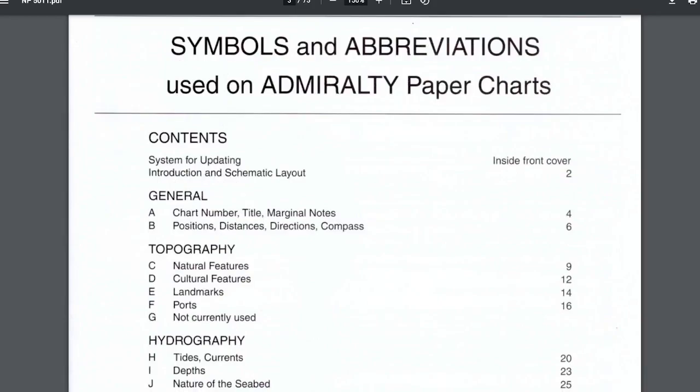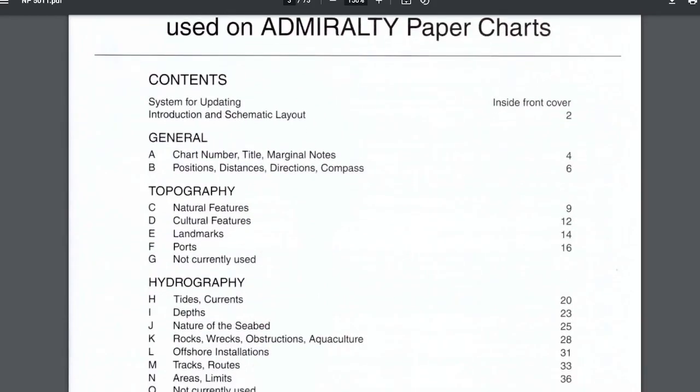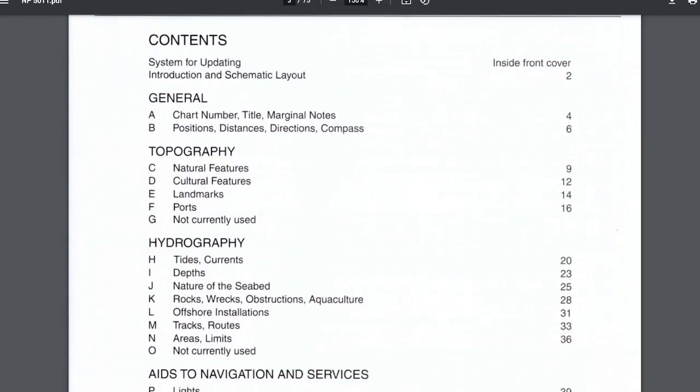So this is the contents. This is the index of the book. What all is included has been mentioned here. Chart number, title, marginal notes, position, distances, directions, compass. You can always refer to these sections in order to clear any of your doubts you might have while using the charts. Topography, natural features. It can be a cliff, a mountain, and a sandbank. So all the natural features are covered here.